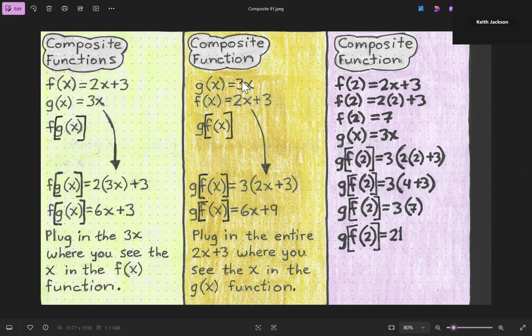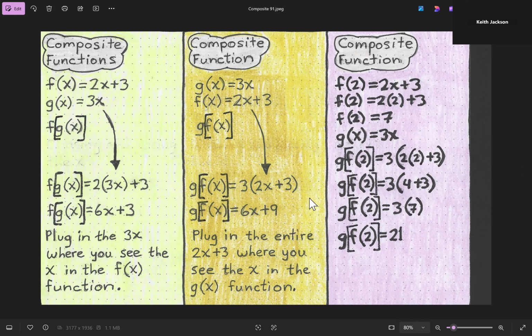You see that? So instead of saying 3 times x, we're just going to say 3 times the quantity of 2x plus 3. We're going to take that whole thing and plug it where x is for the g of x function. And so again, we're going to distribute this 3 inside the parentheses, meaning that g of f of x is going to be equal to 6x plus 9, because 3 times 2x will give me that 6x, and 3 times 3 will give me that 9.